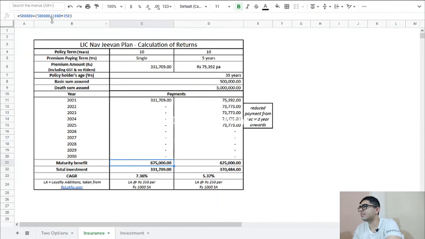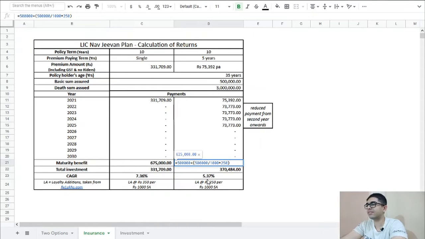We can see the formula here. It is 5 lakhs. Again, this is as per the website. 5 lakhs plus 350 rupees per 1,000 of sum assured. SA is sum assured. Similarly, here also we can see it's a similar formula, except it's 250 रुपए instead of 350. Total investment is just the sum of all these things. So इसमें सिर्फ एक ही है, इसमें थोड़े ज़्यादा है. So sum of these figures, ठीक.